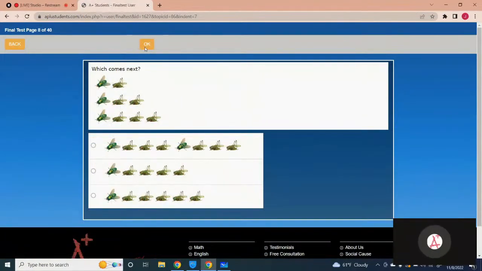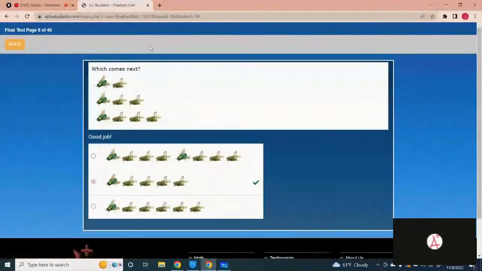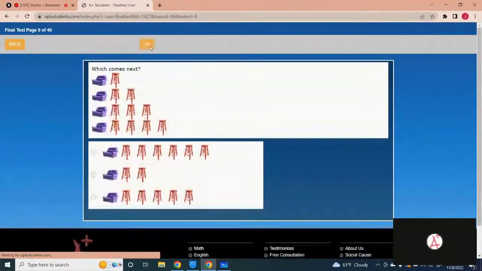Which comes next? Option 1, 2, or 3. Option number 2 is the correct option. Yes, very good, Alex. Select the correct option, then click on the OK button.